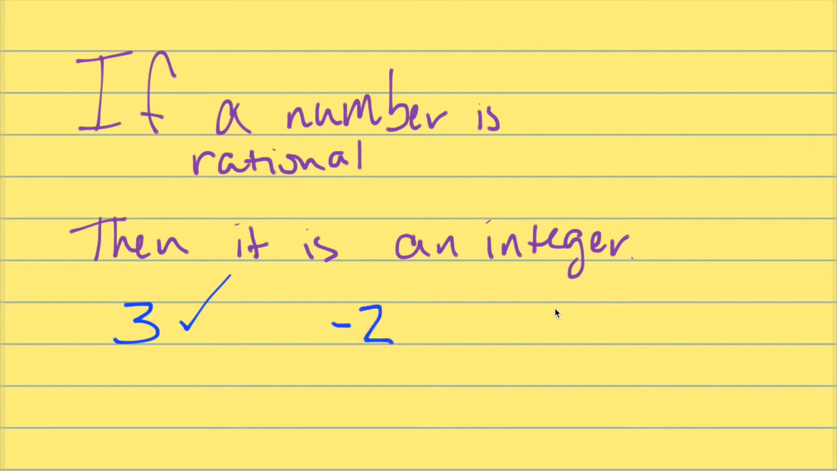Negative 2 is a rational number. That's also an integer. 1/3 is a rational number, but it's not an integer. So 1/3 is a perfect counterexample for this statement because it is rational, satisfies the hypothesis, but does not satisfy the conclusion.